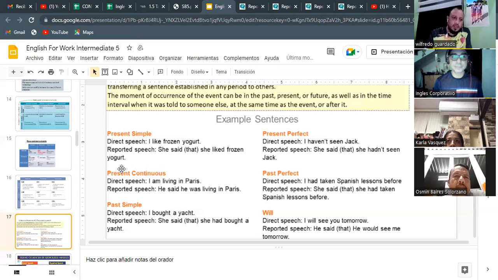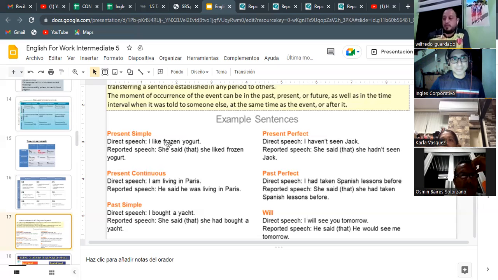Wilfredo. Good evening, teacher. Good evening. I have a question. Go ahead. When we use the simple present, is everything going to be in present, but in simple past we have to use, for example, these sentences, "she say that she like"? We have to use, mandatory, the past of the verb. Yeah, so this is the deal. If the direct speech is in simple present, when we transform that into reported speech, the verb is going to be in simple past all the time, always. Okay, thank you, teacher. You're welcome.